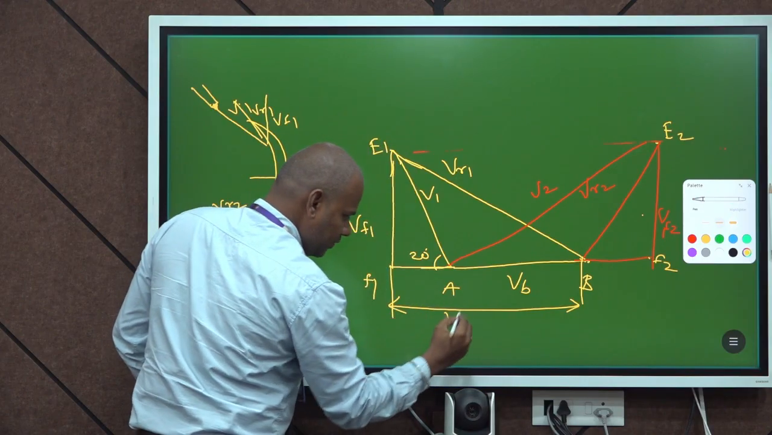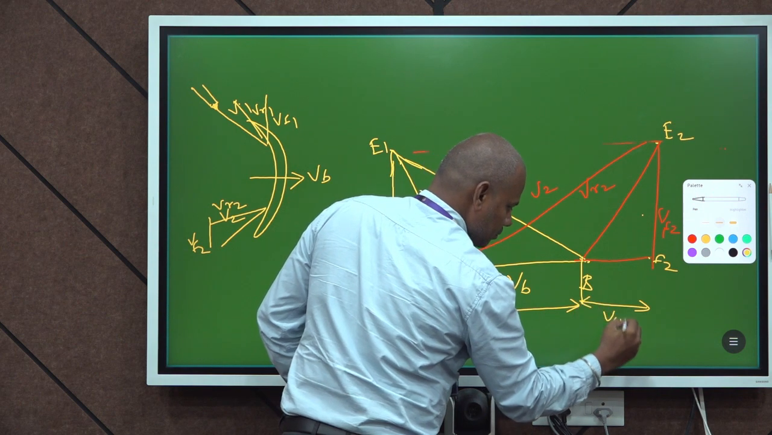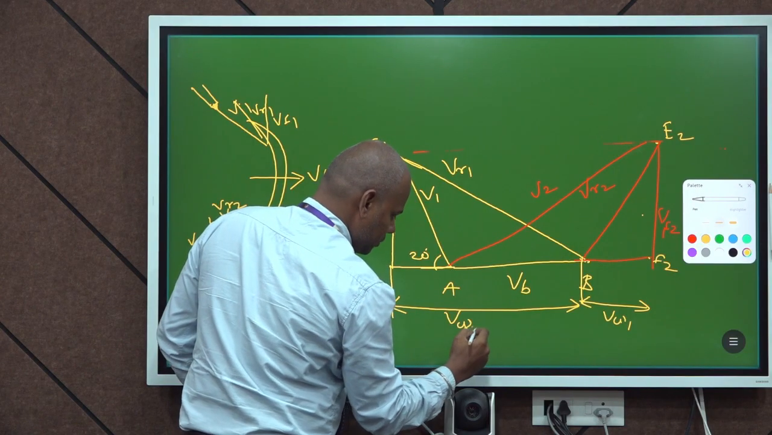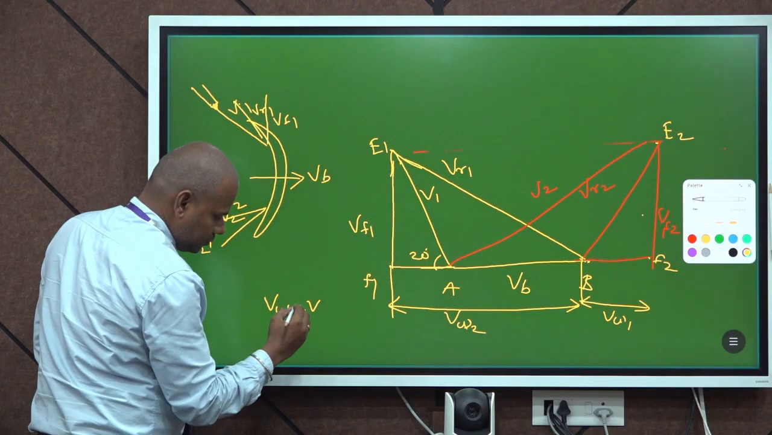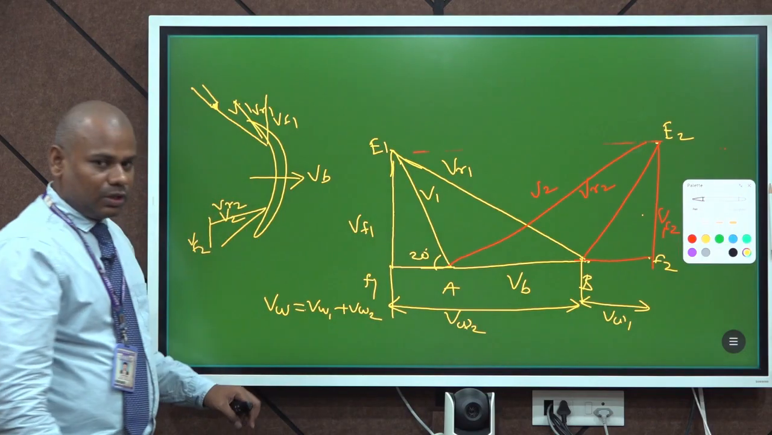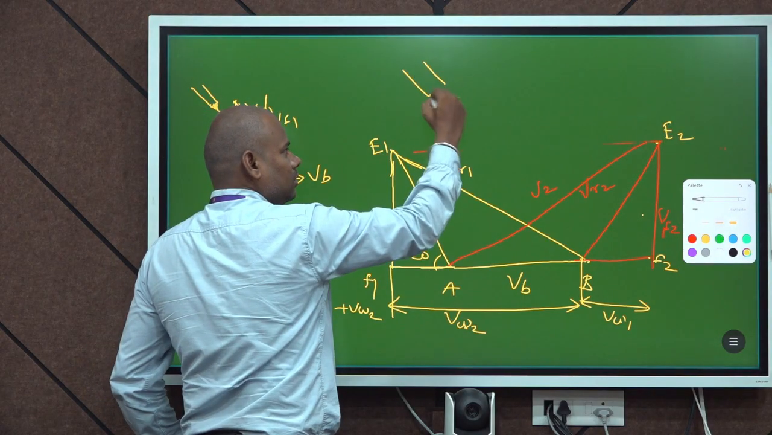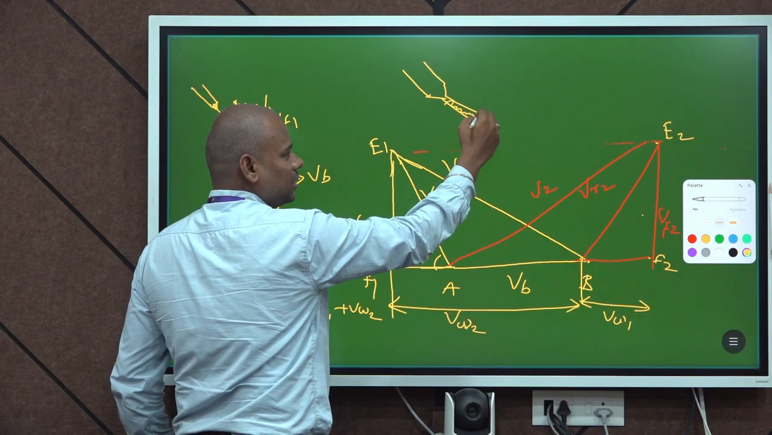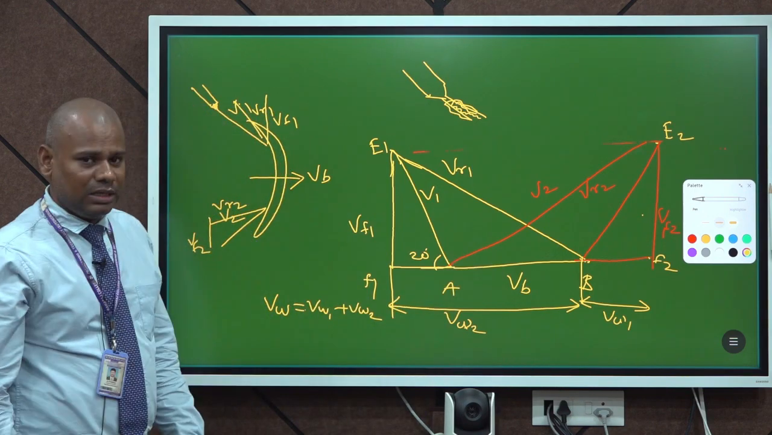So from point F1 to B, that is VW1 whirl velocity, and W1, and this is VW2. So cumulatively VW equals VW1 plus VW2. Whirl velocity is nothing but, if a nozzle is impacted, it won't have a narrow stream, it will have a similar kind of whirling within the stream. So that is what is considered as whirl velocity.